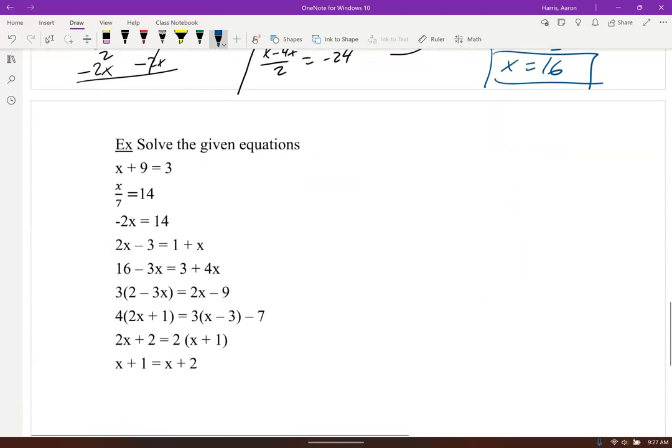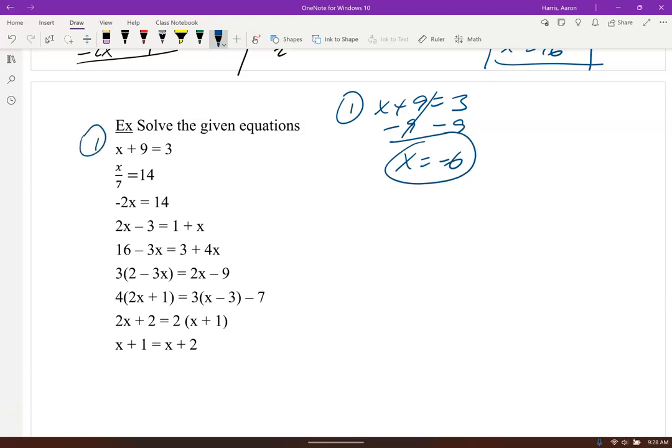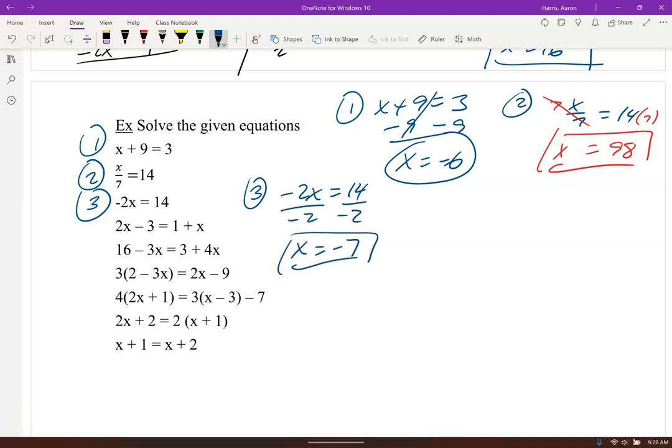Alright, the last part here, we're just solving some equations now. So no translating to verbal statements, just a straight up solve. Number 1, x plus 9 equals 3. Subtract 9 on both sides, so we got negative 6. Number 2, x over 7 equals 14. You're dividing by 7, so multiply both sides by 7, and x ends up being, what is that, 98? 14 times 7. Number 3, negative 2x equals 14. Let's divide by negative 2 on both sides, and we get negative 7.